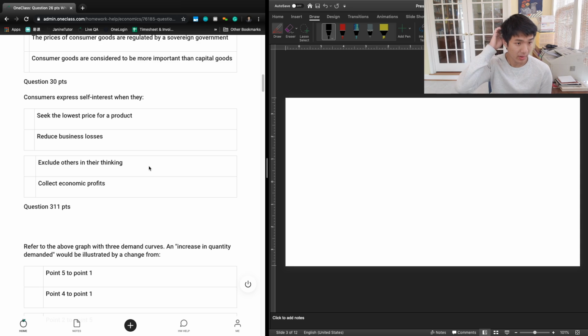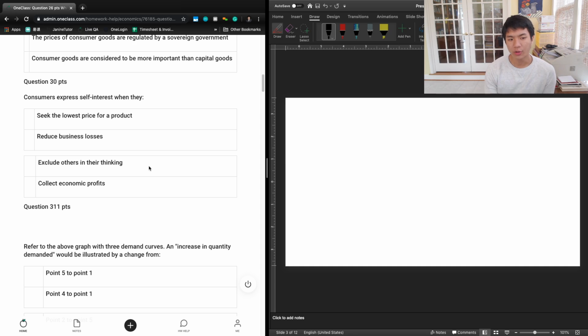Question number 30. Consumers express self-interest when they A. Seek the lowest price for a product, B. Reduce business losses, C. Exclude others in their thinking, or D. Collect economic profits. And so this is going back to one of the basic principles of economics, which is this idea that consumers are selfish or self-interested, and we see that when we see consumers making decisions in the market.